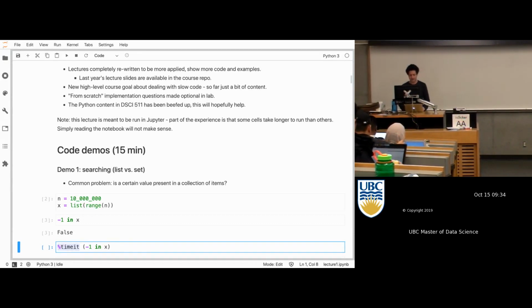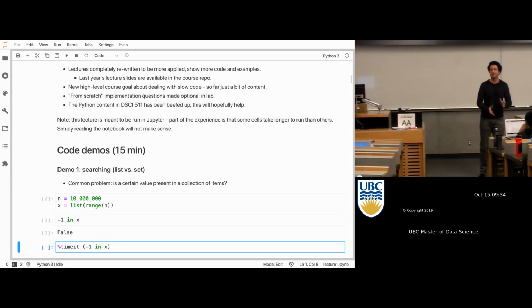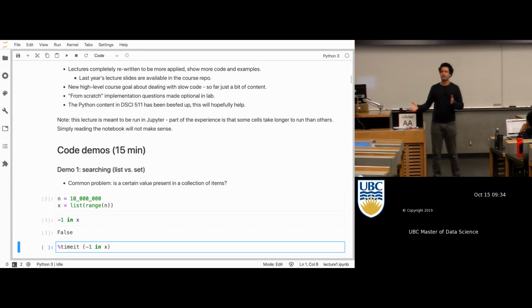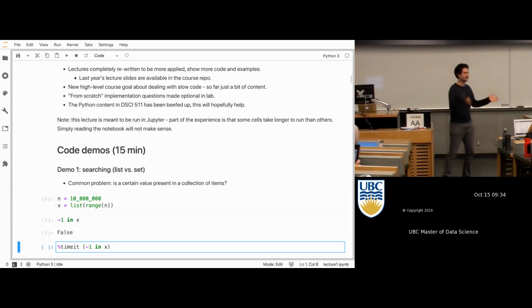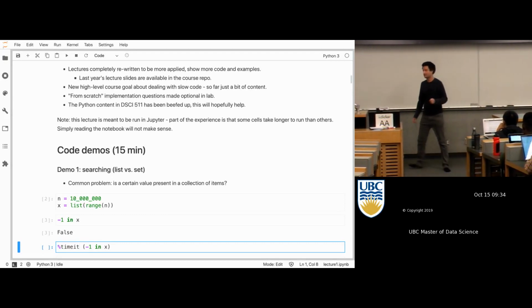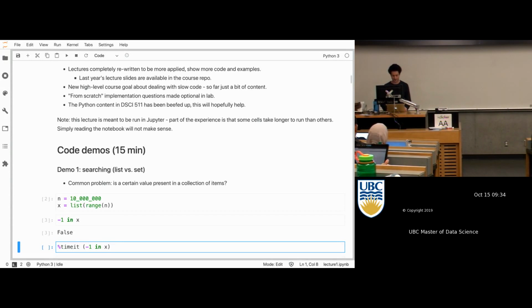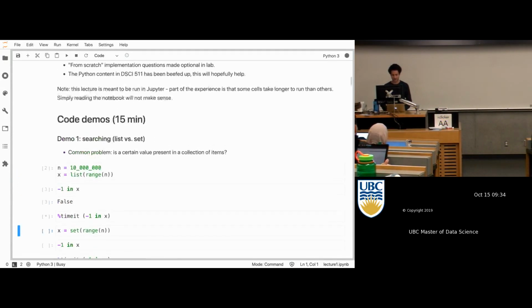%timeit, or percent time it. It's an IPython thing. I don't think we talked about it yet, but it is not part of Python, but it is part of IPython, and Jupyter is running IPython. So long story short, if you're using Jupyter, you can use timeit. And it just times how long something takes. That's it. So I'm going to run that.